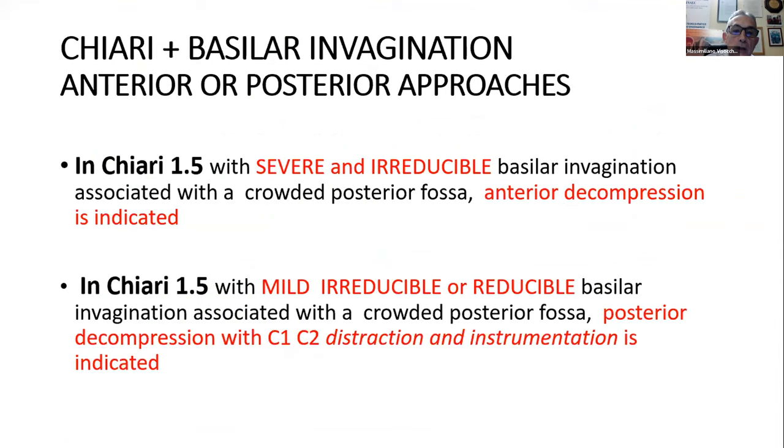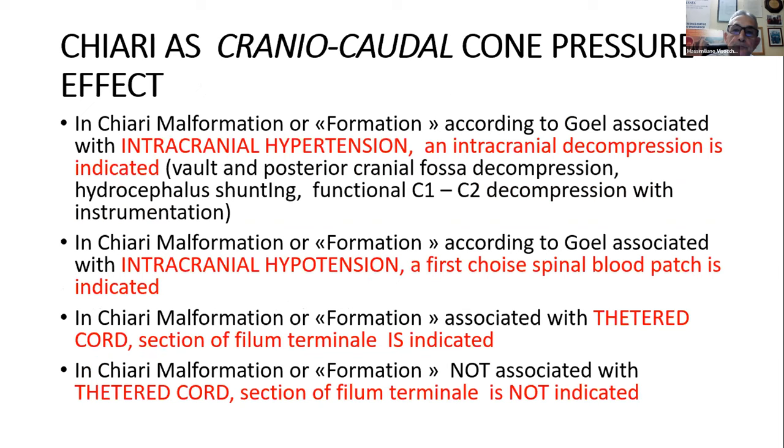When we deal with Chiari 1.5 with mild irreducible or reducible basilar invagination, posterior decompression with C1-C2 distraction and instrumentation is indicated. And I'm concluding my presentation: when we deal with the caudocranial cone pressure effect, such as the one associated with intracranial hypotension, we have to perform a spinal blood patch.